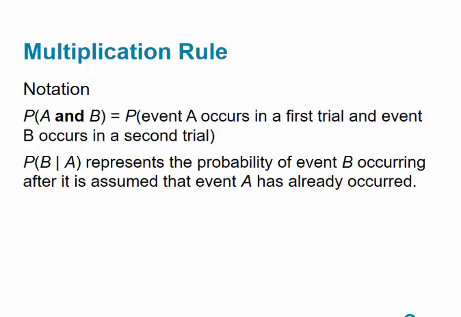So some notation: the probability of A and B is equal to the probability that event A occurs in the first trial and event B occurs in the second trial. The probability of B given A, this is what they call conditional probability, represents the probability of event B occurring after event A has already occurred.